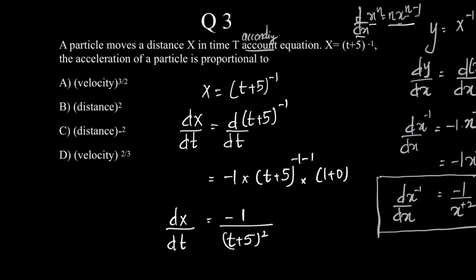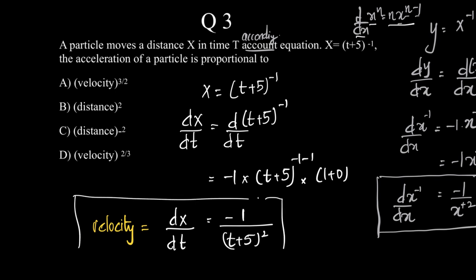Now what is dx by dt? We know that velocity is equal to dx by dt, and it is minus 1 by t plus 5 the whole square. All right.